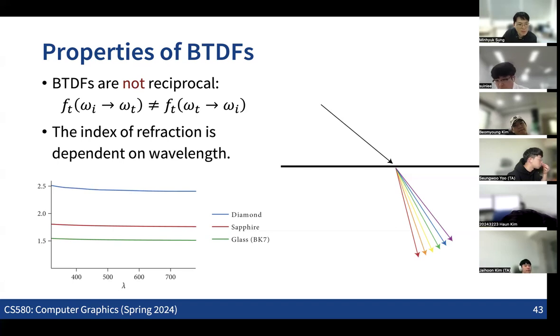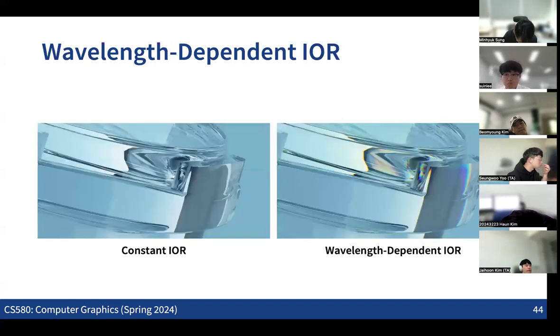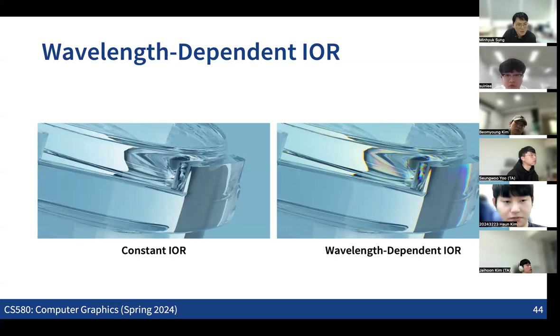So what we can typically see is that when you have a constant index of refraction, we're going to see this kind of rendered image. But if we apply some variance, so the index of refraction depends on the wavelength, then we're going to see that the color changes like this in the final rendered image. So these are basically how we determine the angle of refraction and also the reflection, right?